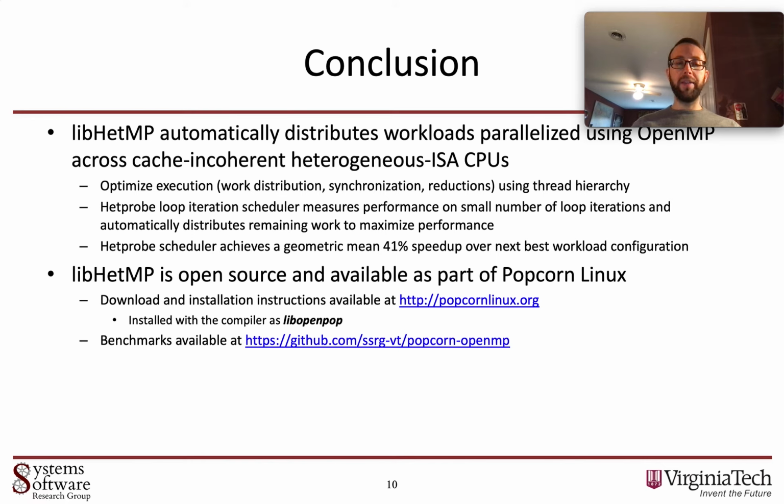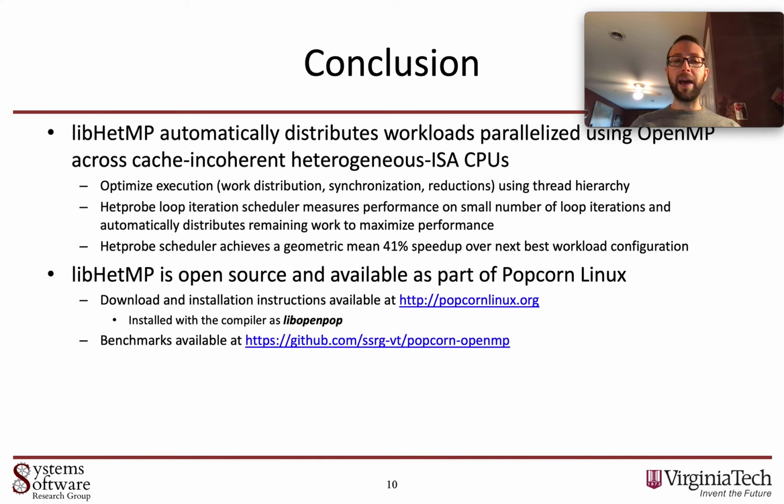In conclusion, libhetmp automatically distributes workloads parallelized using OpenMP across cache-incoherent heterogeneous ISA CPUs. libhetmp organizes threads into a hierarchy, which allows the runtime to optimize its execution, including work distribution, synchronization, and reductions, by reducing the amount of global data touched. This in turn reduces the number of DSM page faults caused by the runtime.